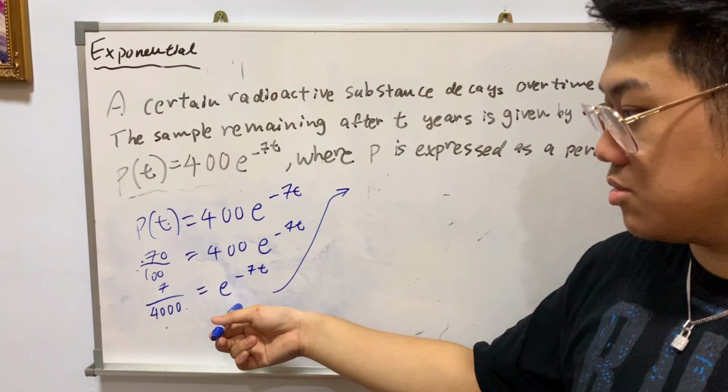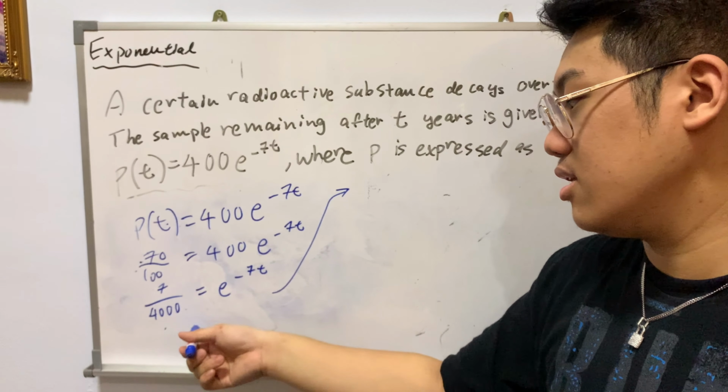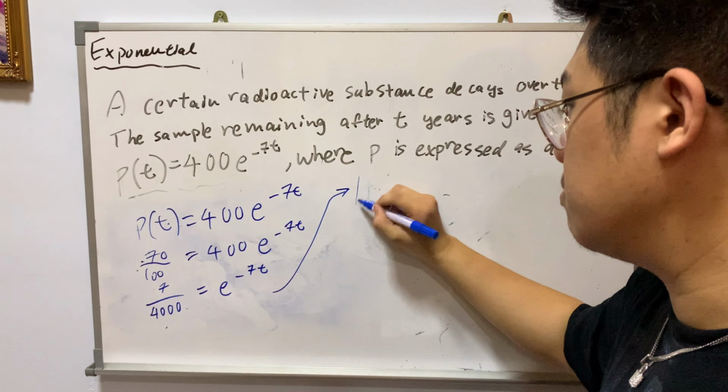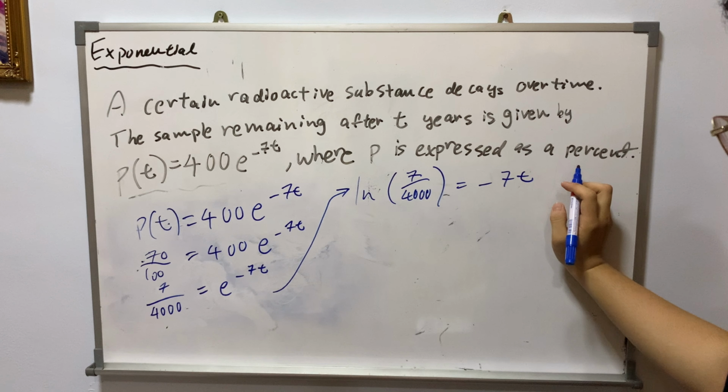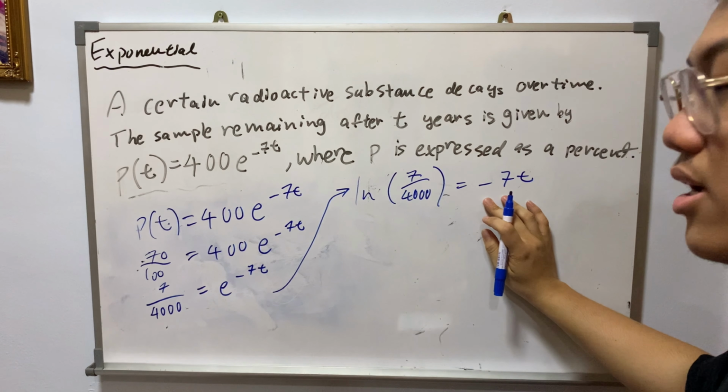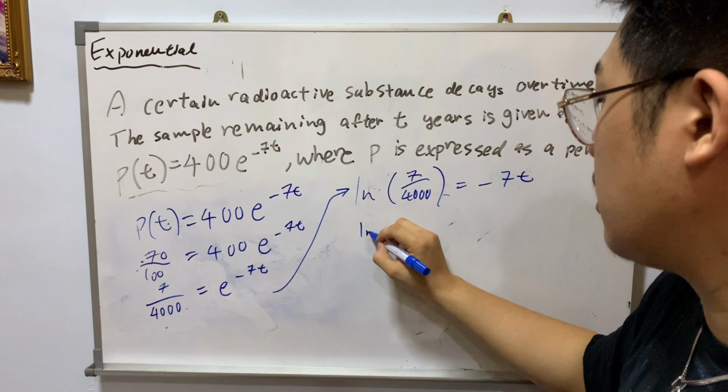Using the exponential rule, when moving e to the other side, it will become ln. So it should be ln of 7 over 4000. And if we move negative 7 to the other side again, it should look like this.